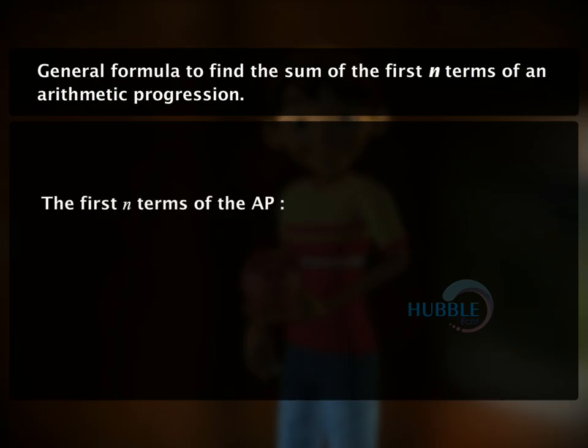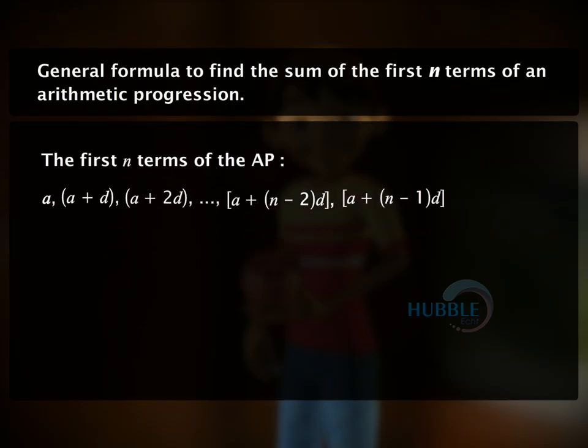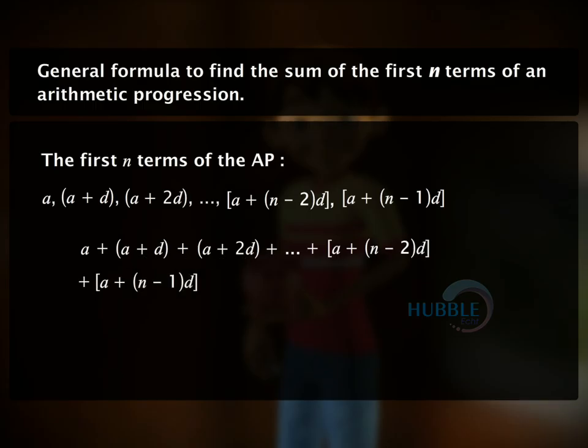The first n terms of the arithmetic progression, whose first term is a and common difference is d, are a, a plus d, a plus 2d, and so on till a plus n minus 1 times d. We write the sum of the first n terms of this arithmetic progression as a plus a plus d plus a plus 2d, and so on, plus a plus n minus 2 times d plus a plus n minus 1 times d. Let's denote the sum as Sn.